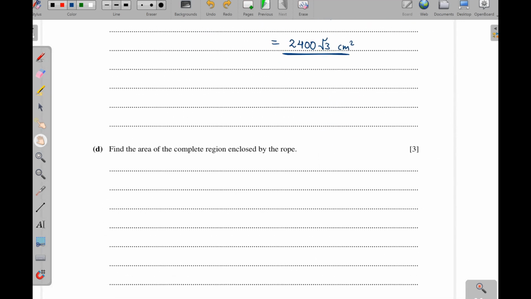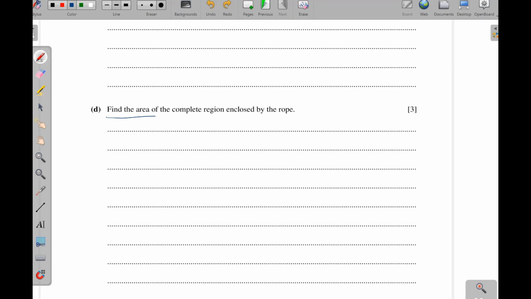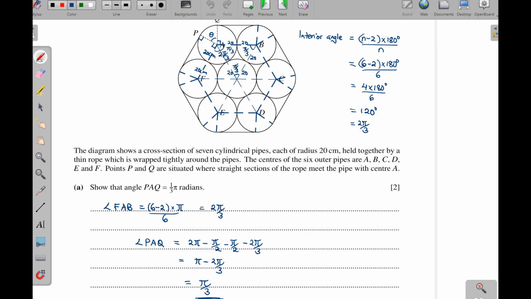Then lastly, we are to find the area of the complete region enclosed by the rope. Now you can see in here that we have gotten the area of this hexagon. Then we need to get the rectangle here. Do you see it? There is this other one here, this other one here, this other one here, this other one here. Those are 6 rectangles. You see that?